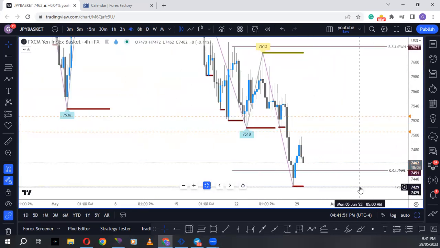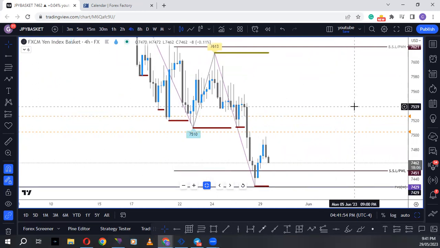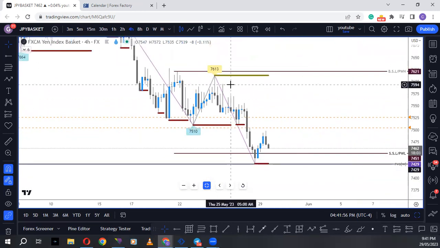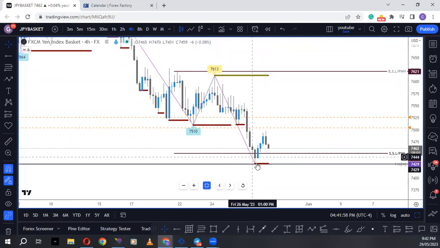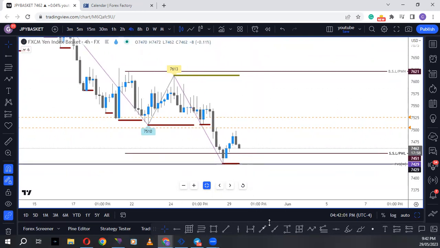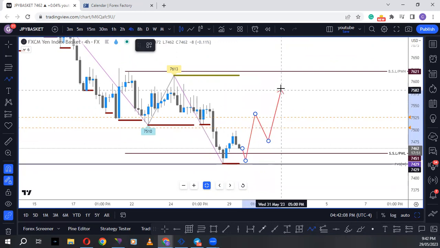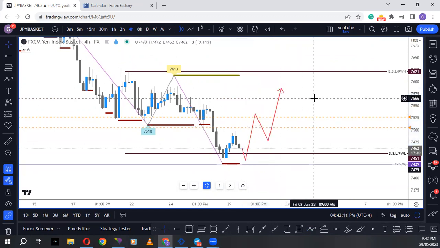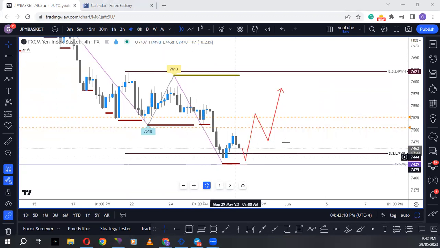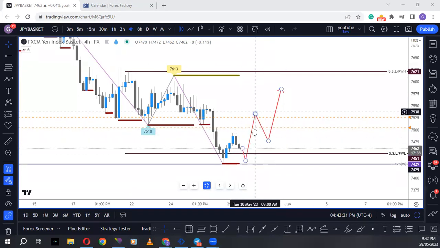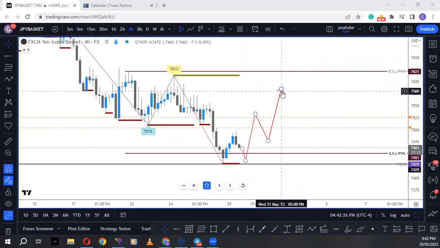So let's go down to the 4-hour time frame. If we go down to the 4-hour time frame, we can see that this is the dealing range between this high and this low. If this low holds, you wait for something like this. So this is what we have on the yen basket. There's a possibility that we might see a rally on this yen. A corrective move, not a reversal, going into the new week.